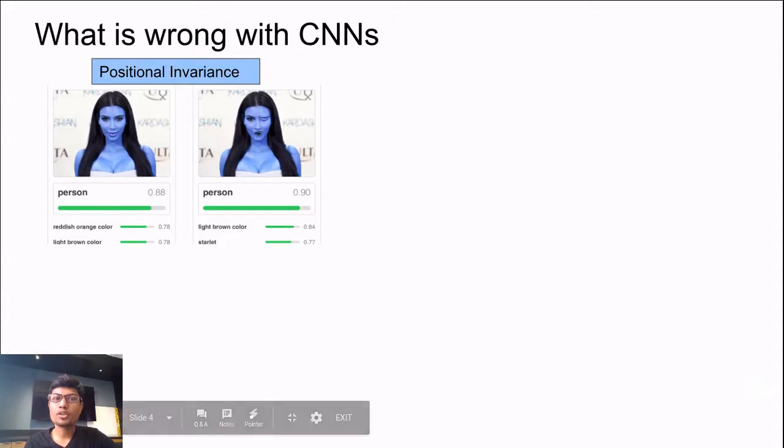The first problem is called positional invariance. In this image, if I switch the eyes with the lips, we see that the underlying object has been distorted. However, the model still predicts it as a person, which is not desired. The model is not able to capture the relative position of different parts in the image.